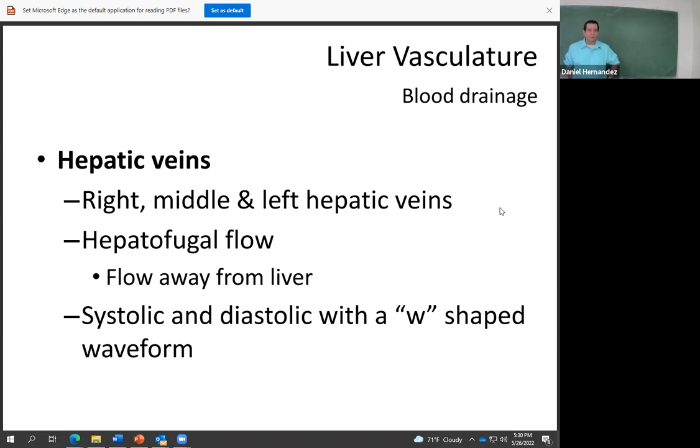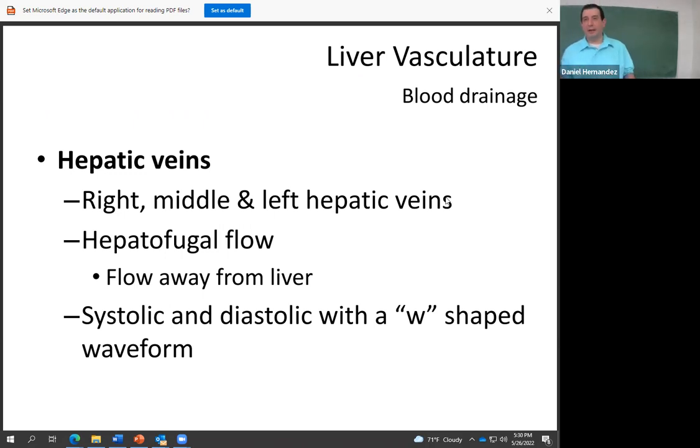The waveform within the hepatic veins has what's called a W shape to it. So it's almost like a triphasic waveform. It's very pulsatile in nature. And this has to do with having a lot of cardiac influence on that vessel itself. The liver sits pretty high up. The diaphragm sits right on top of that liver. So there really isn't that much distance for that blood flow to get to the right atrium of the heart. So we have some cardiac influence on this blood flow in the hepatic veins.